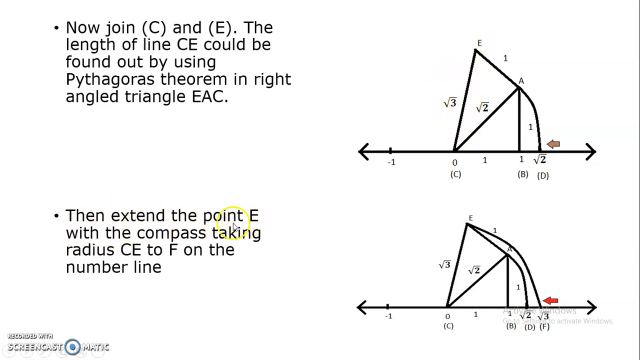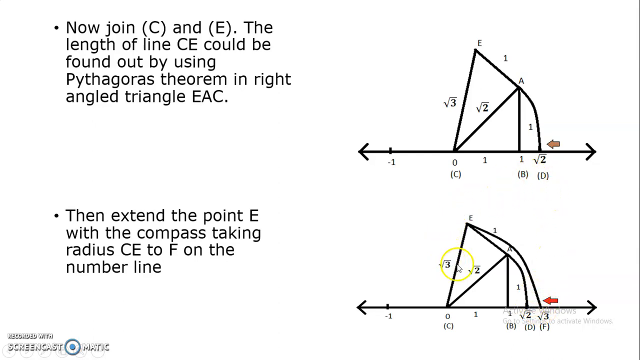Now then extend the point E with the compass taking the radius CE. Now you have to take this as the radius, that is root 3. This is point CE, and now you have to extend this E onto the number line. This point becomes F. Now this length CF becomes root 3. This is how you have to plot the irrational numbers on the number line.